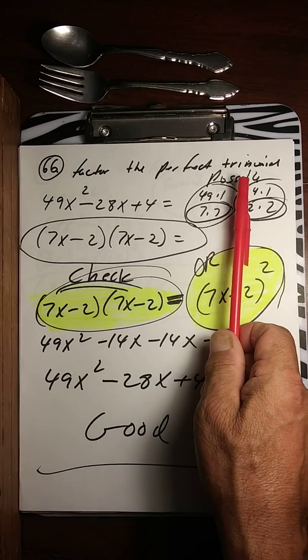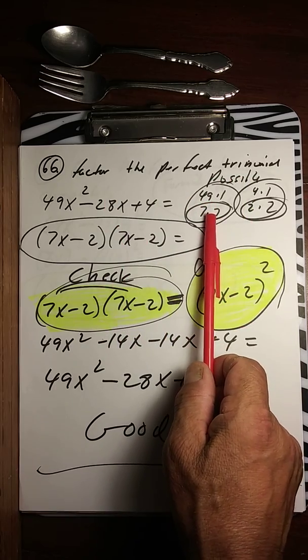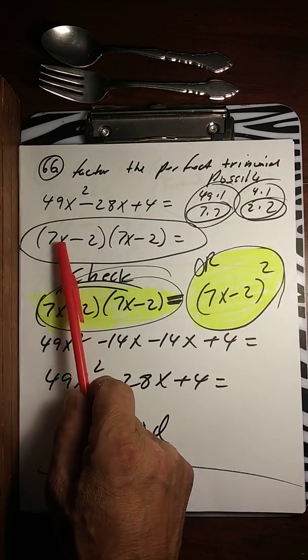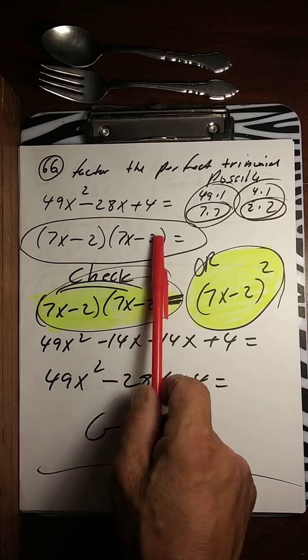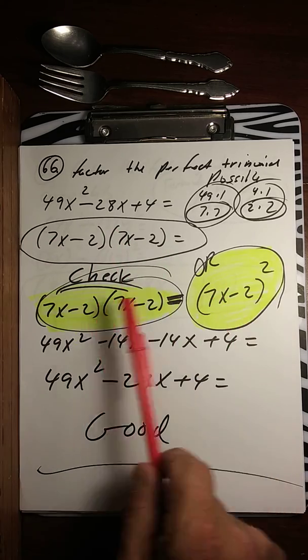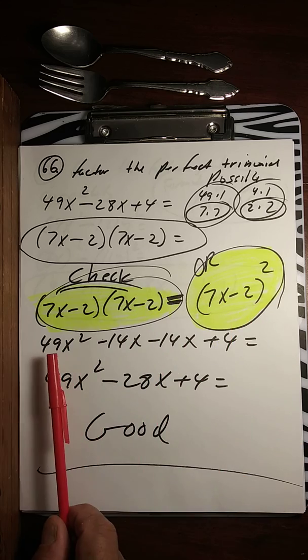Factor the perfect trinomial. So numbers maybe 7 and 7 and 2, 2 maybe. 7x minus 2, 7x minus 2. Our guess. Does it work? These are the same. So let's do this one here.